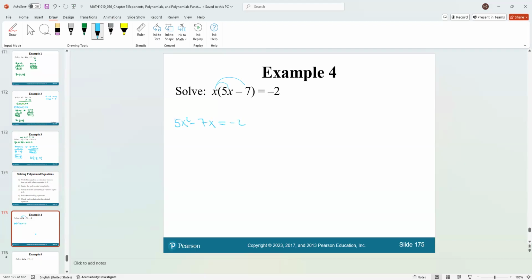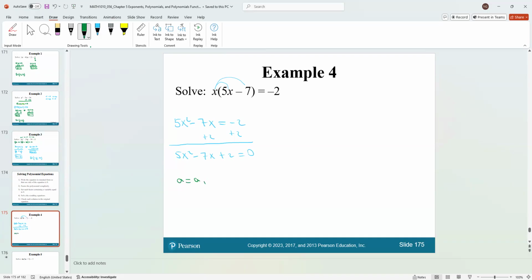We need to rewrite it and try to get all the terms to one side. Now, if I add 2 to both sides to make sure the left side equals 0, then we have 5x squared minus 7x plus 2. You can find the two numbers when you multiply. If you want to do the AC method, it's fine. I'm gonna try this again.